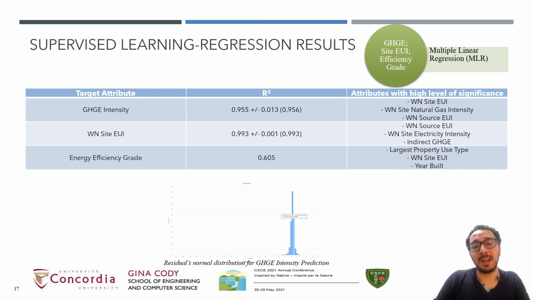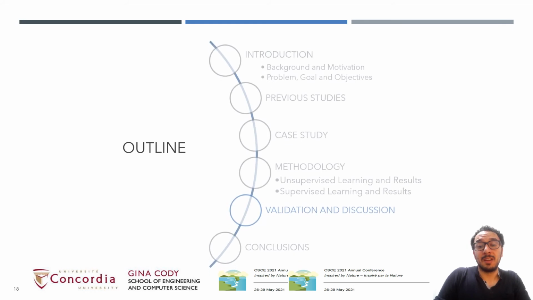Finally, we ran regression algorithms as part of supervised learning, and we ran the multilinear regression for three different models with three different target attributes, which are the same: greenhouse gas emission intensity, site EUI, and energy efficiency grade. We got very good results from the models, and as you can see at the bottom, the graphic results follow a normal distribution for the prediction models, which somehow validates our models. And we also extracted the attributes with a high level of significance for the prediction of our models.